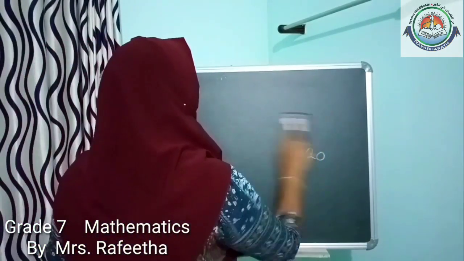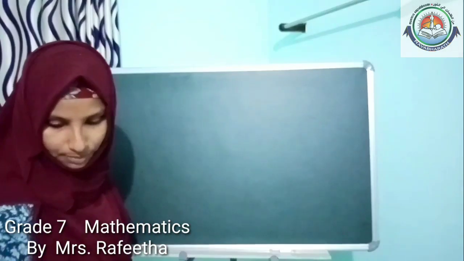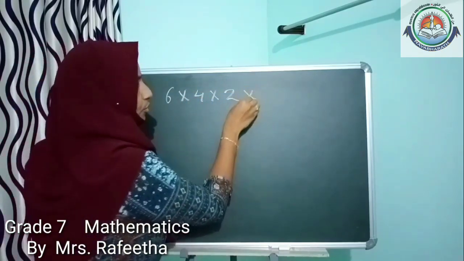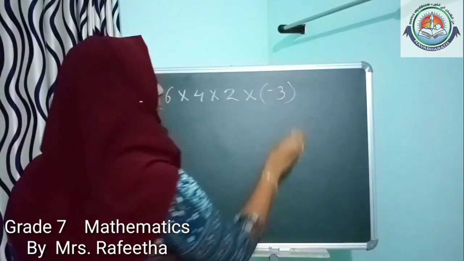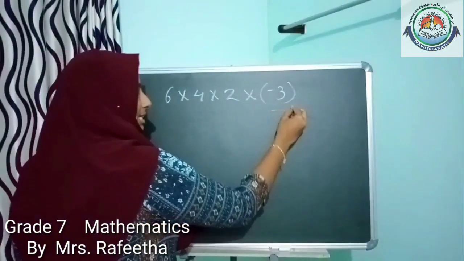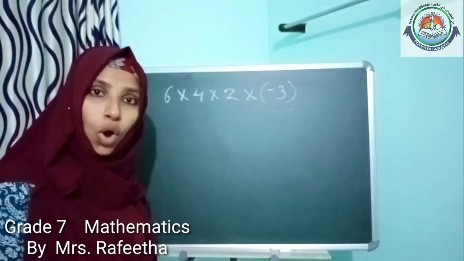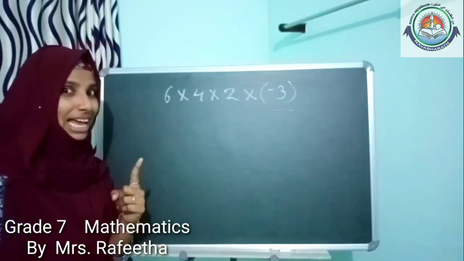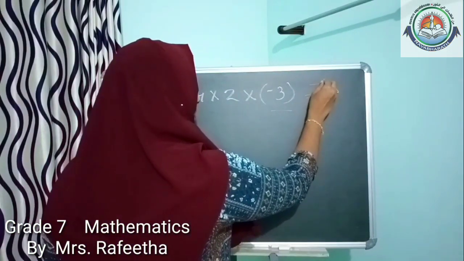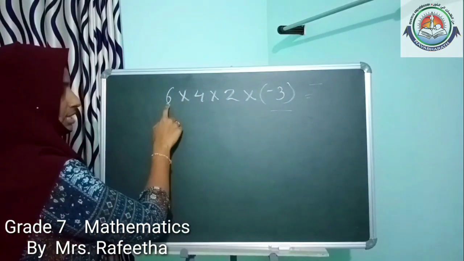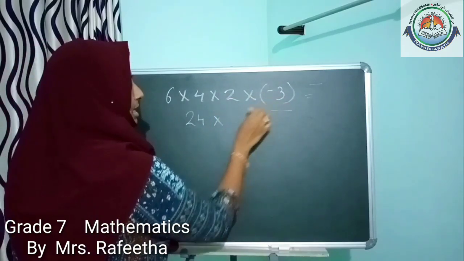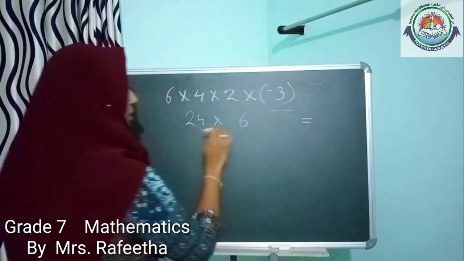Okay, so next we can do another problem. A similar problem: 6 into 4 into 2 into minus 3. How many negative numbers are there here? Only 1, that is this 3. Only 1. Is 1 even or odd? We know that 1 is an odd number. So what will be the sign of the result? The sign will be minus. 6 4s are 24. 2 3s are 6. Then multiplying 24 into 6.